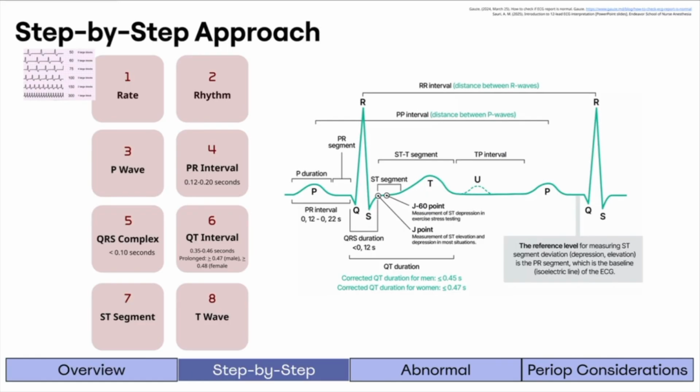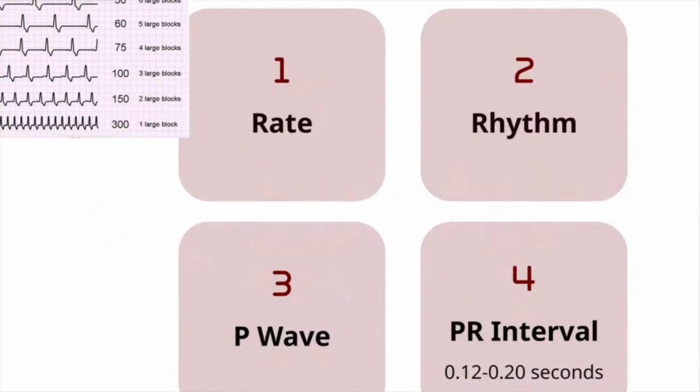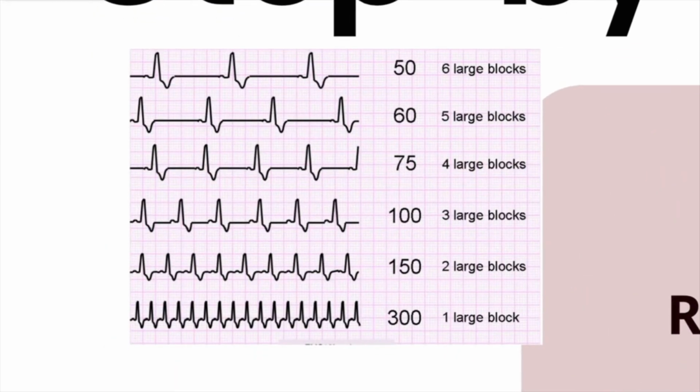To keep ECG interpretation simple and consistent, we'll use the same step-by-step approach every time. Let's first look at how to calculate the heart rate. For a regular rhythm, you can use the 300 rule by dividing 300 by the number of large boxes between R waves. For slower or irregular rhythms, count the number of QRS complexes across a 10-second strip and multiply by 6. Of note, many tachyarrhythmias present with heart rates around 150.